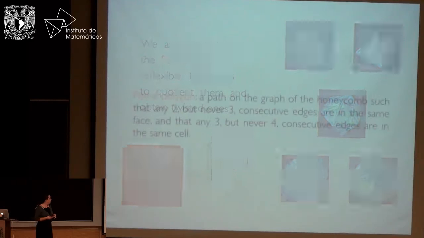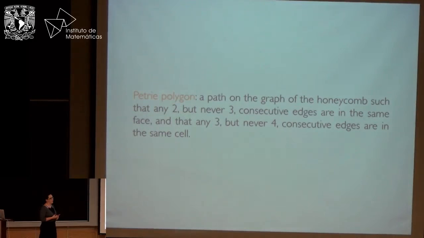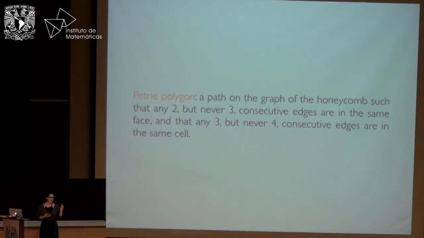So what's a Petrie polygon? A Petrie polygon is a path on the graph of the honeycomb such that every 2 consecutive edges of my path are edges of a given polygon in my honeycomb, but never 3. So every time that I go to the 3rd one, I have to change faces. But every 3 are in the same cell, but never 4 in the same cell.